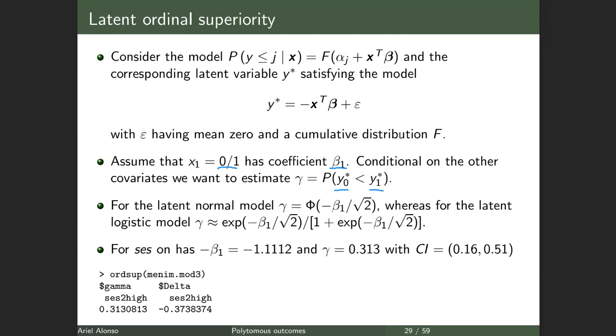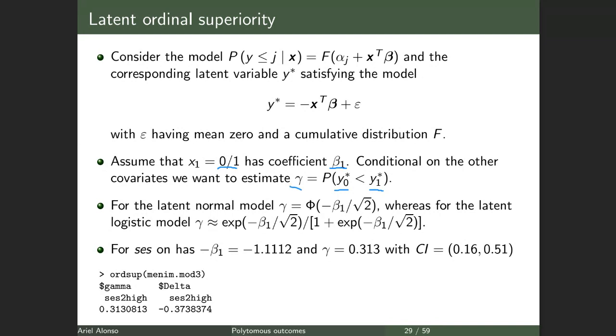So basically what you want to see is, I have these two groups, group 0, which can be a control, and group 1, which is, let's call it a treatment group, or males and females, whatever. I want to estimate the probability, if I take two individuals randomly from these groups, that the individual in group 1 is going to have a response larger than the individual in group 0, but at the latent level, right? We will call this probability gamma.